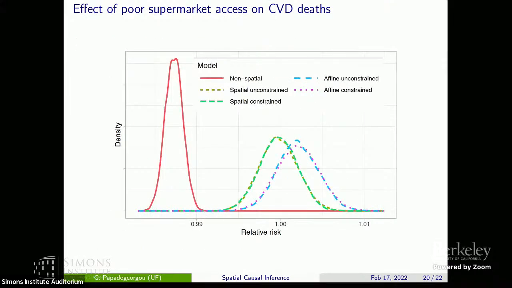We use this methodology to estimate the causal effect of access to grocery stores on cardiovascular disease. The models that did not adjust for space showed that if people have less access to supermarkets, that reduces the risk of cardiovascular issues, which is backwards of what we would expect. So it shows a protective effect of limited grocery store access.